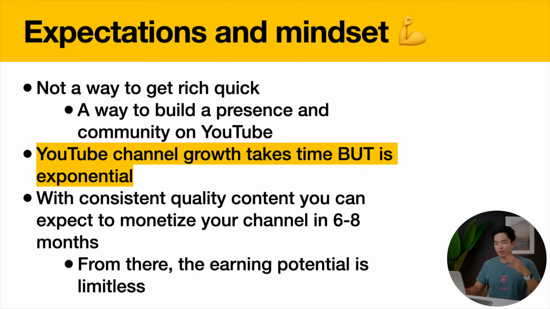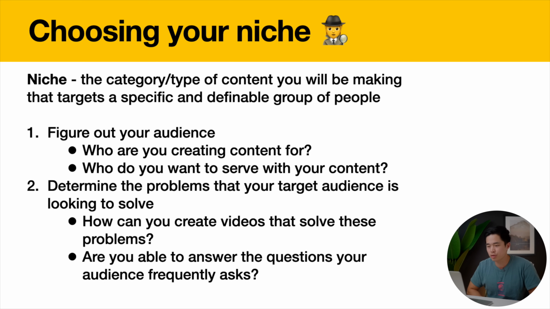It happened with my main channel, just like this, a lot of slow growth. Then you'll start to grow really fast. And that's basically how it's going to work with your faceless channel. So with consistent quality content, you can expect to monetize your channel in, I'd say, about half a year. And then from there, the whole earning potential is limitless. You can continue scaling it, busting out more and more videos every single day, and just making more and more passive income. So let's talk about how you can choose your niche, right?